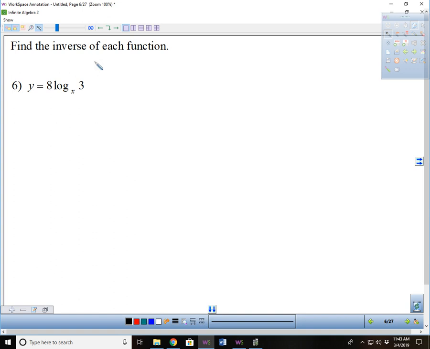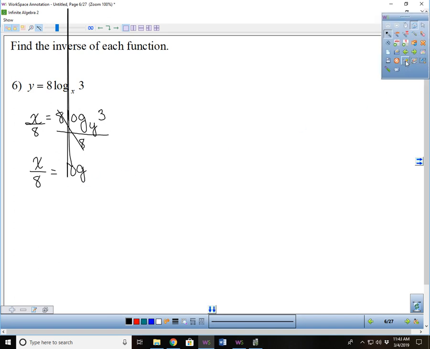All right, so now we're finding the inverse. So anytime you find the inverse, you're going to switch x and y. First order of business every time. And then you want to get your log by itself. That includes the log, the base, and then what you're taking the log of. So this 8 needs to go. Since I'm multiplying by 8, I'm going to divide both sides by 8. So I get x over 8 is equal to log base y of 3.